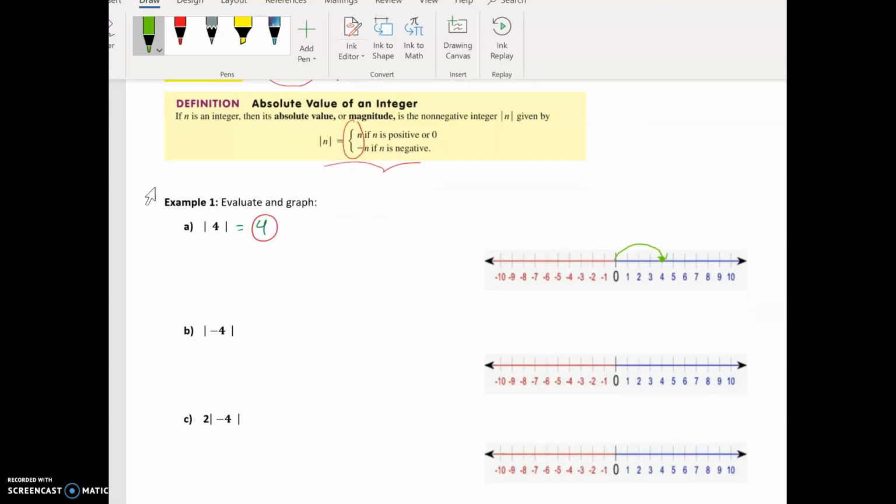Now, the next problem, we're looking at absolute value of, in this case, negative 4. And remember that absolute value represents the distance of any number to 0. So in this case, you're just going to end up with 4. Negative 4 is technically 4 units away from 0, but in the opposite direction. So in this case, we're looking at negative 4.